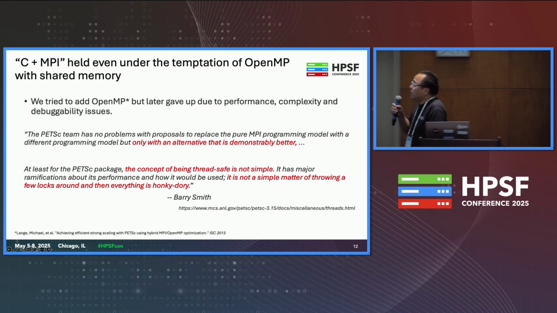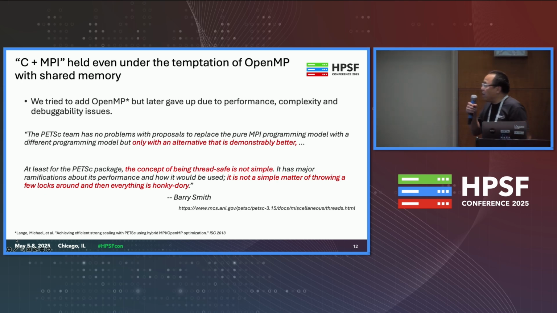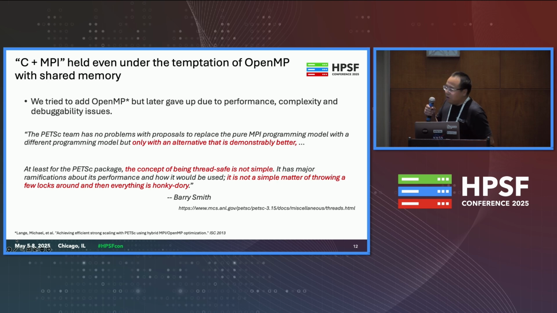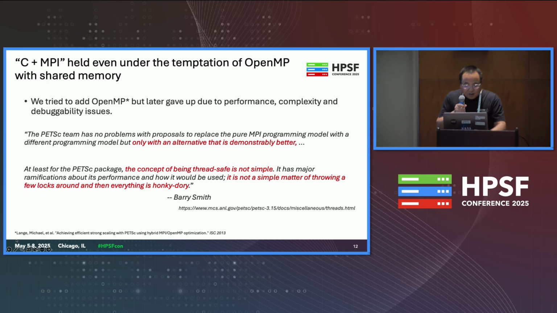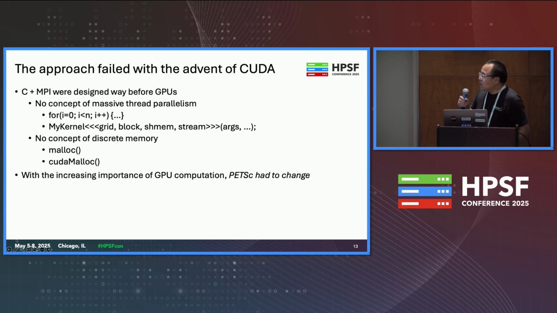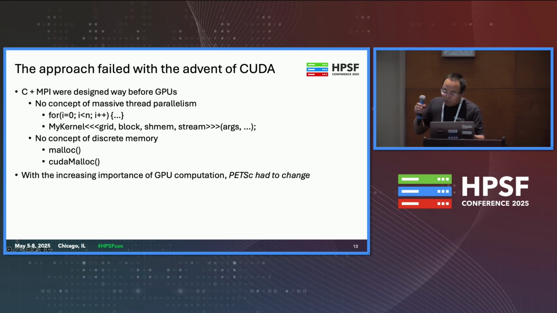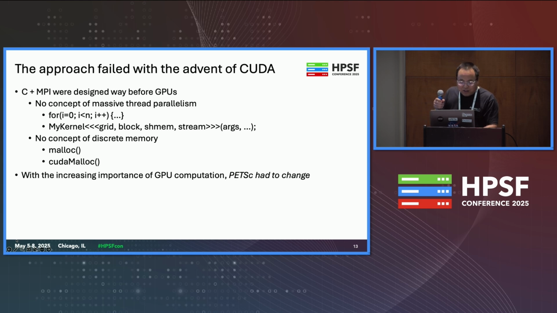The C plus MPI approach held even under the temptation of OpenMP. We tried to add OpenMP in PETSc, but later we gave up. I just put up a note from Barry Smith, the original author of PETSc, to show why we didn't choose OpenMP. But the C plus MPI approach failed with the development of CUDA. You may all know the reason, because C and MPI were designed way before GPUs.